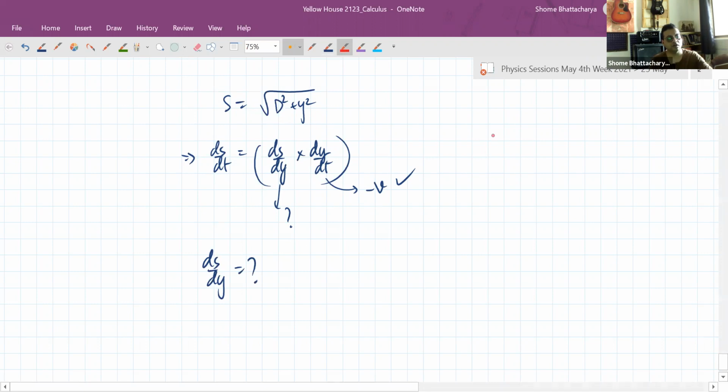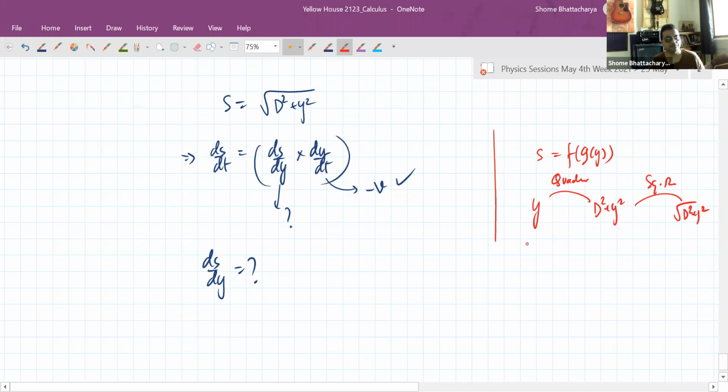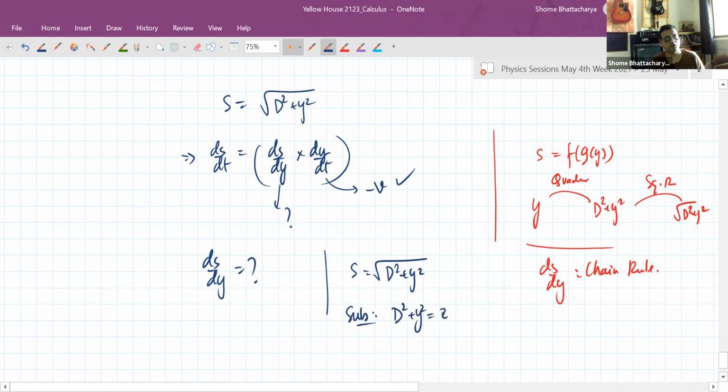Now you notice s is what type of function of y? S is a composite function of y. On y we are first operating d square plus y square, that's a quadratic function, and then we are operating the square root function. So we have to use chain rule for ds by dy. The first step is substitution: substitute the quantity inside the square root as a dummy variable. Is this clear now?